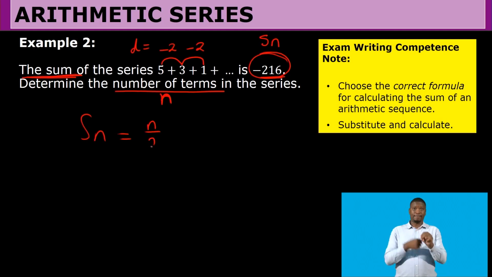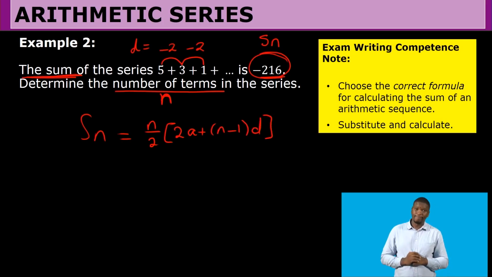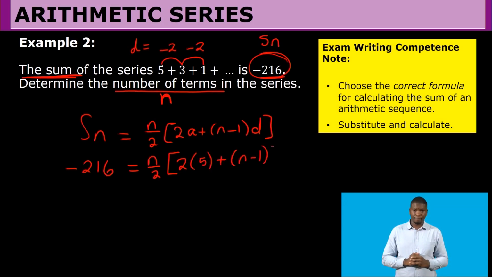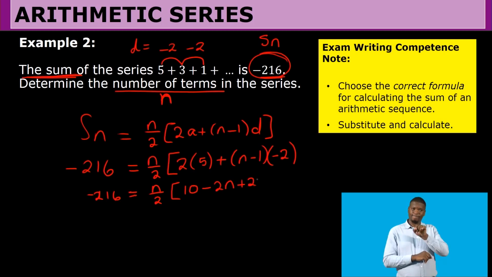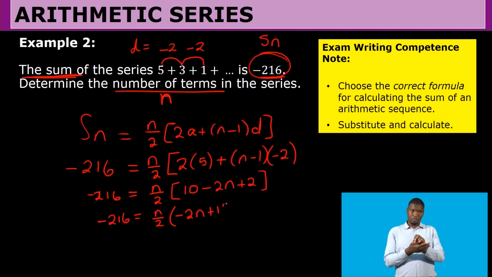So that is Sn is equal to n divided by 2. Then we open that bracket, that's 2a plus (n minus 1), close, multiplied by d, and then we close that bracket. We are just going to substitute those values in there. n is what we are looking for, so that is not going to be substituted. Then we have 2, and that 2 is multiplied by the first term, in this case 5, plus (n minus 1), and that is going to be multiplied by negative 2. Of course, to make things easier for ourselves, we're going to work within that big bracket there, and that is going to be 10 minus 2n plus 2. And when we simplify that further, we are going to have in that bracket negative 2n plus 12.